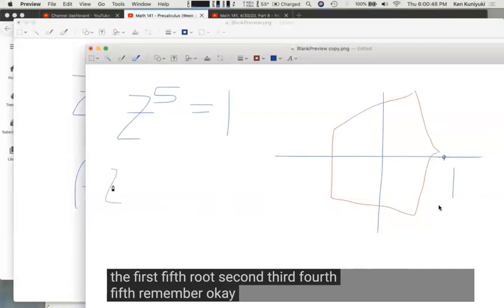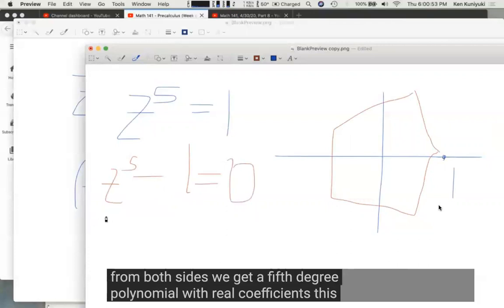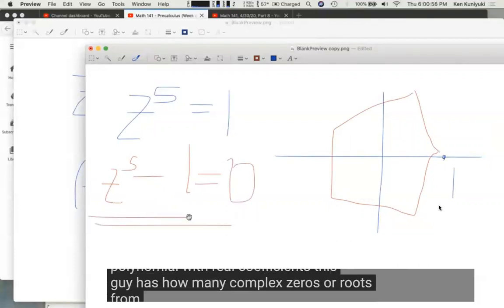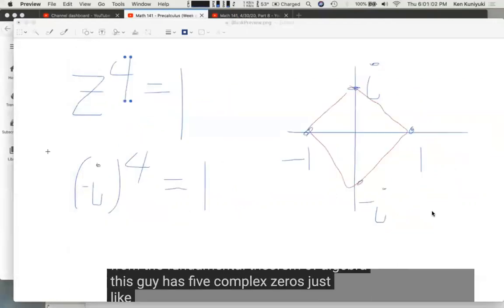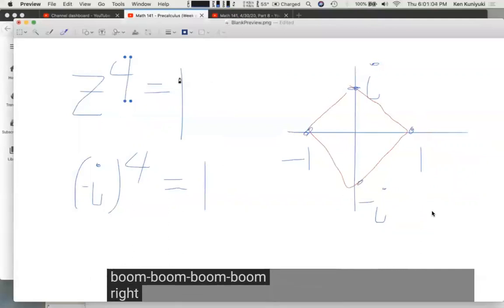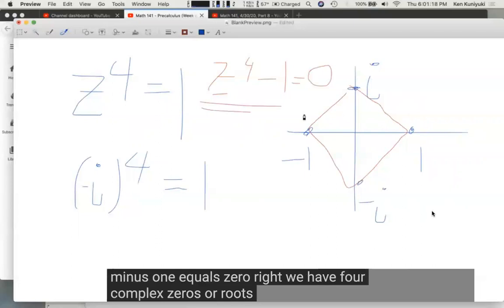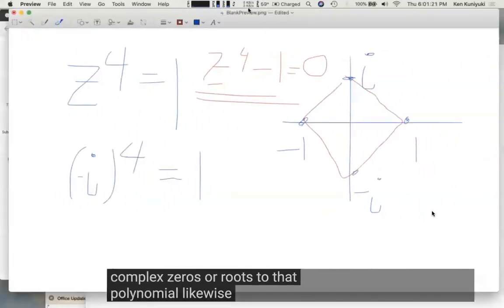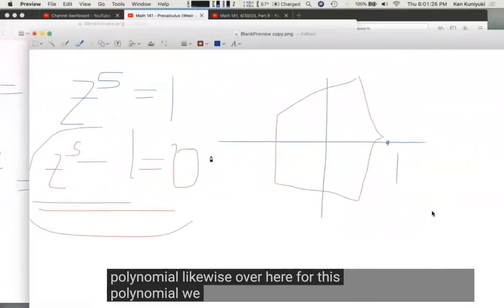Remember, if we subtract 1 from both sides, we get a fifth degree polynomial with real coefficients. This guy has how many complex zeros or roots from the fundamental theorem of algebra? This guy has 5 complex zeros, just like this guy had 4 complex zeros. Boom, boom, boom, boom, right? Z to the fourth, if you write this as z to the fourth minus 1 equals 0, we have 4 complex zeros or roots to that polynomial. Likewise, over here, for this polynomial, we have 5 complex roots.